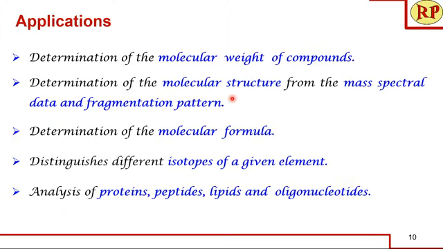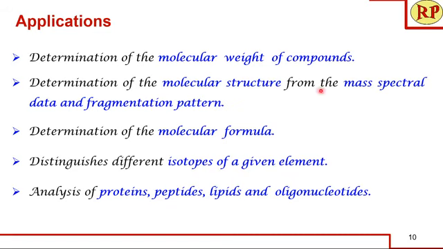And if you look at the applications, as we have already seen with the example of CO2, we can determine the molecular weight based on the base peak. You can determine the molecular structure, molecular formula from the mass spectral data and fragmentation pattern. And you can also distinguish between various isotopes of a given element, because different isotopes will have different mass. So based on the relative abundance, you can tell how much of each isotope is present in that particular element.